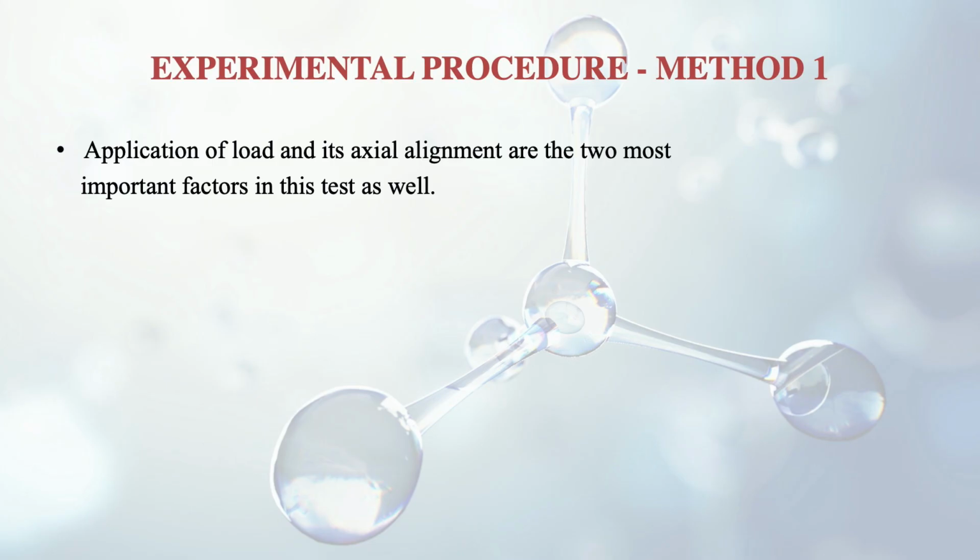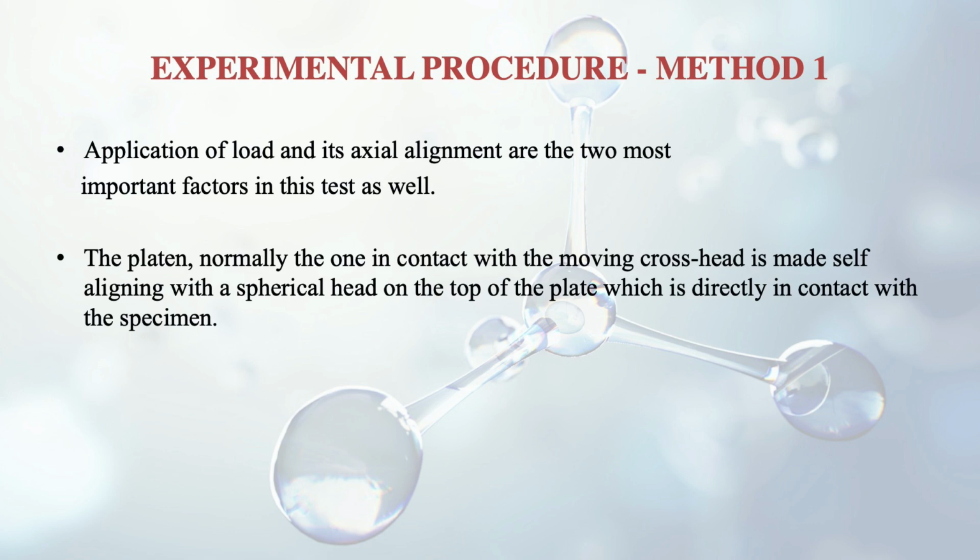Now we will discuss the experimental procedure. How do we do the compression test, whether it be ductile material or brittle material. Very important in this is the application of load and axial alignment. The application of load and axial alignment are the two most important factors. The platen, as discussed earlier, normally the one in contact with the moving crosshead, is made self-aligning with a spherical head on the top of the plate, which is directly in contact with the specimen.